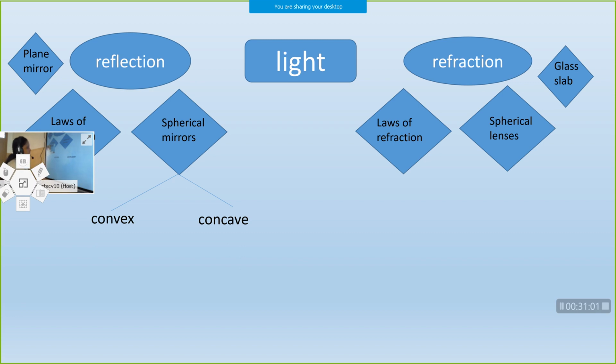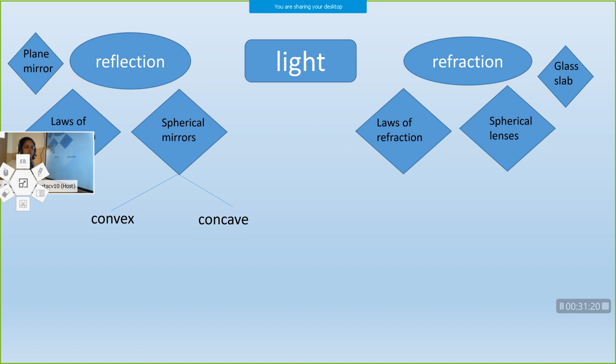We have convex mirror and concave mirror. So what is convex mirror? Convex mirror is a mirror whose reflecting surface is curved outward, and concave mirror is the mirror whose reflecting surface is curved inward. Okay. And what about the focal length of convex mirror?